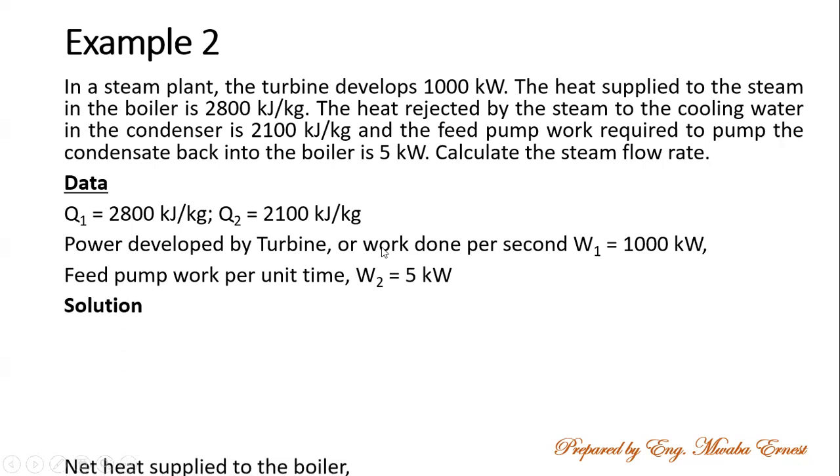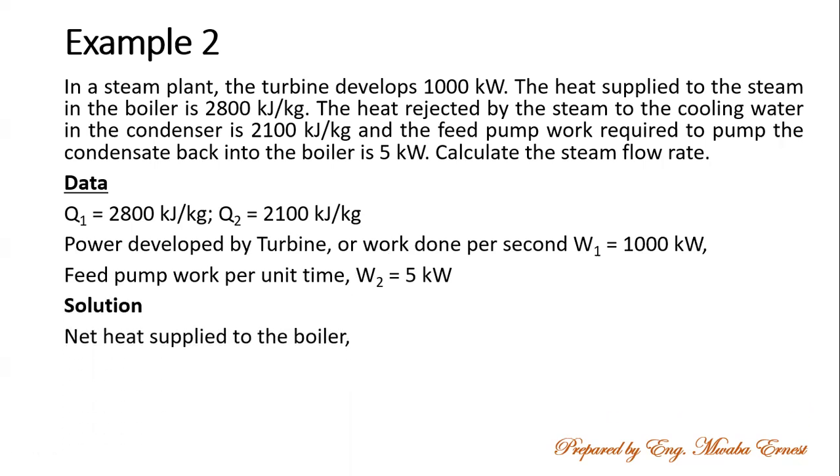So before we do that, we need to calculate a number of things. Let's start with the net heat supplied to the boiler. We're going to make sure that we don't mix mangoes with apples. We allow mangoes to stand on their own and apples to stand on their own. So net heat supplied to the boiler, as we did earlier, is simply Q1 minus Q2. The heat coming from the source minus the heat that is being rejected by the system. So that's Q1 take away Q2.